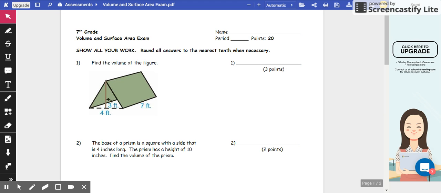Hello class, while watching this video you will be making test corrections, and your test corrections are actually going to go on your pink sheet instead of on your test.